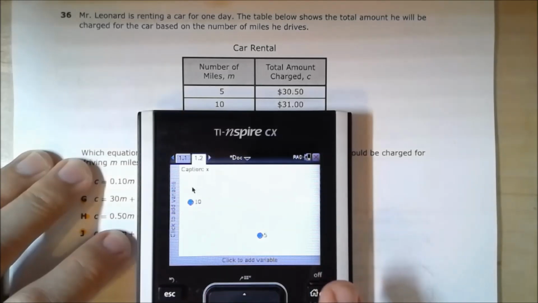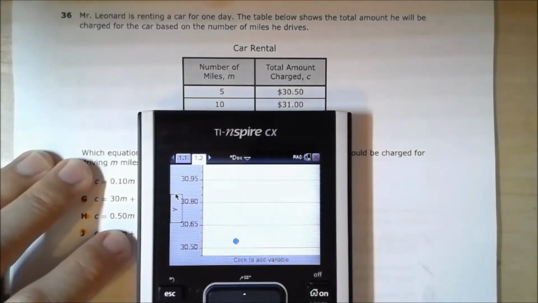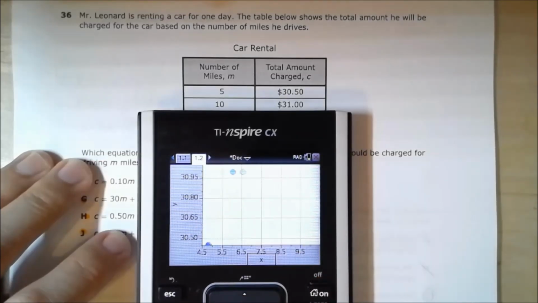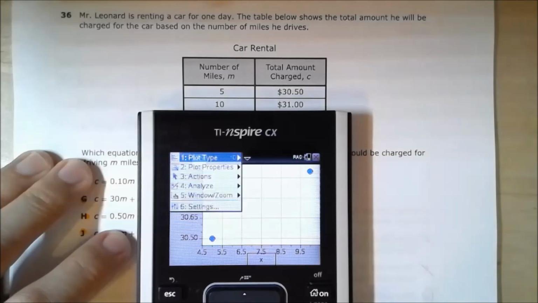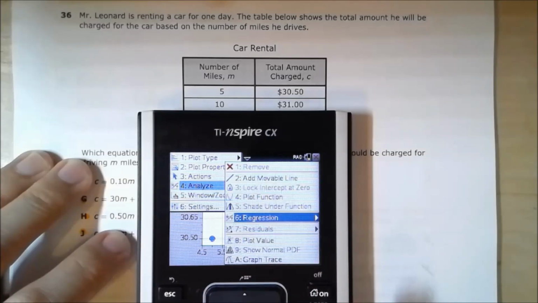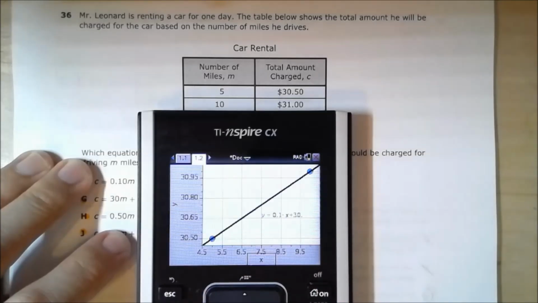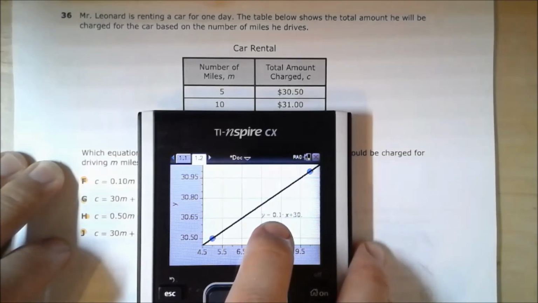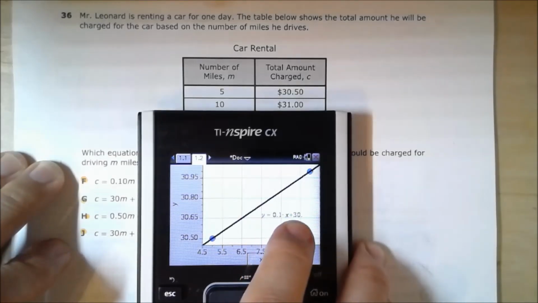I'm going to hit home, go over to statistics, hit enter, and then we're going to go to the left side and convert that to Y. So that's going to be our Y axis. Go down to the bottom, we're going to make that X, and then I'm going to hit menu and go options 4, 6, 1, hit enter, and here is my equation. I should have 0.1x plus 30.